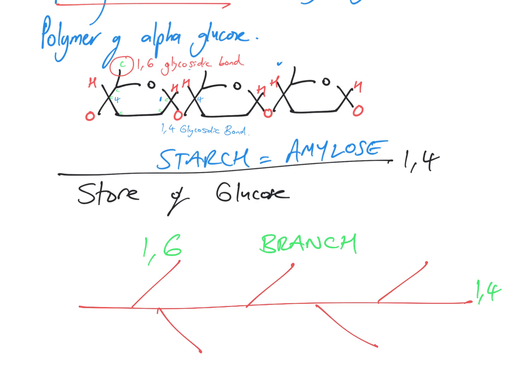So rather than Amazon just having one massive aisle, which could go on for miles, if I add more aisles to my Amazon storage facility, I can store more things. So this branched molecule is actually even better at storing things. So this is also an example of starch. But rather than it being amylose, because it's branched, it's called amylopectin.